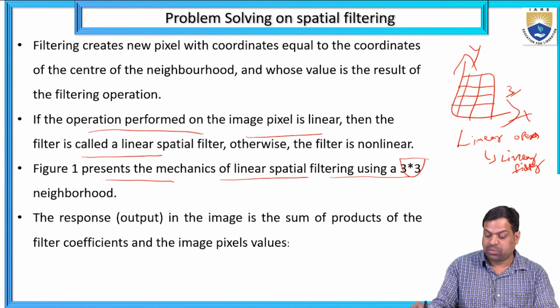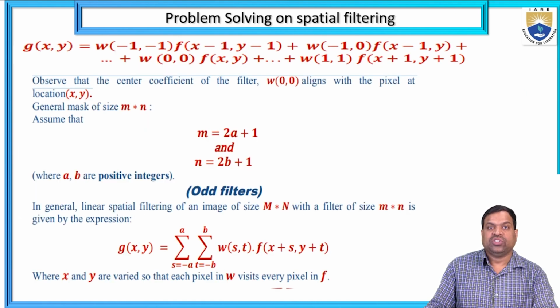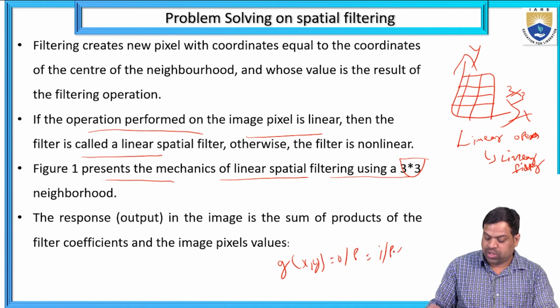And the response, that is the output of the image, is the sum of products of the filter coefficients and the image pixel values. So here g of x comma y equals w of minus 1 comma minus 1 into f of x minus 1 comma y minus 1, plus w of minus 1 comma 0 into f of x minus 1 comma y, plus w of 0 comma 0 into f of x comma y, plus w of 1 comma 1 into f of x plus 1 comma y plus 1. Here g of x comma y is the output value. So output equals input with filter.